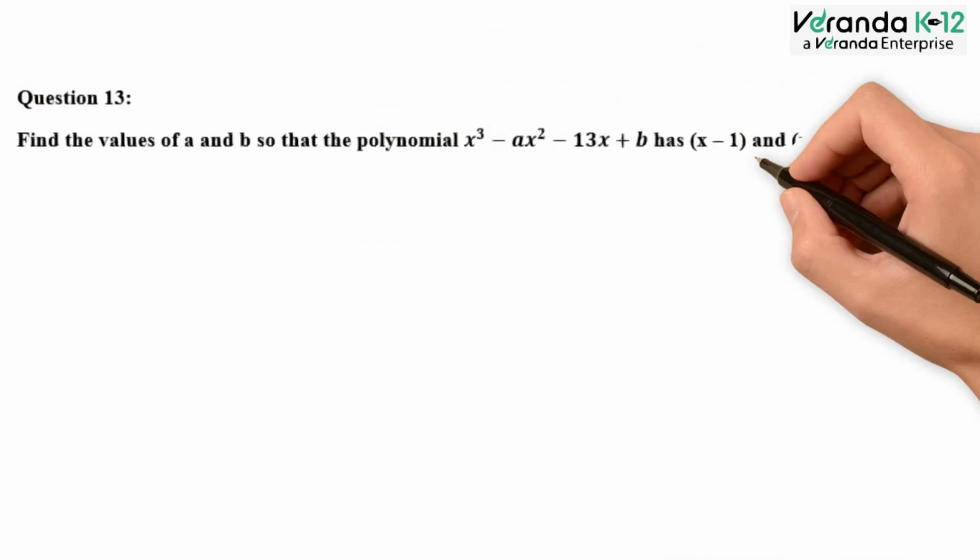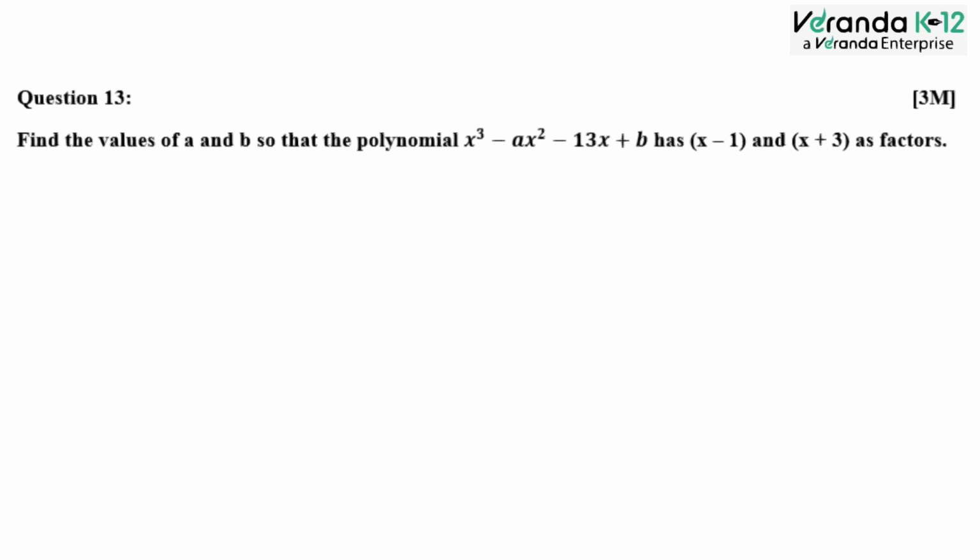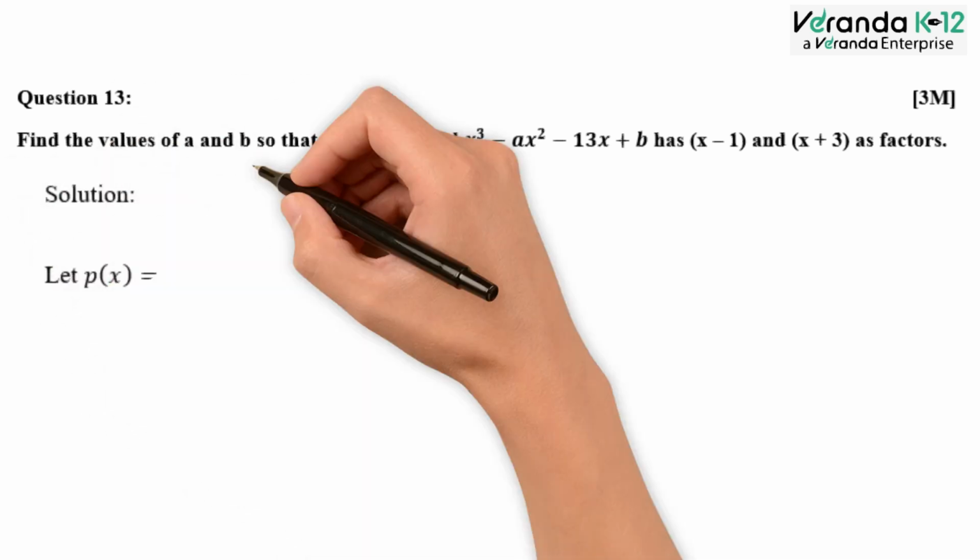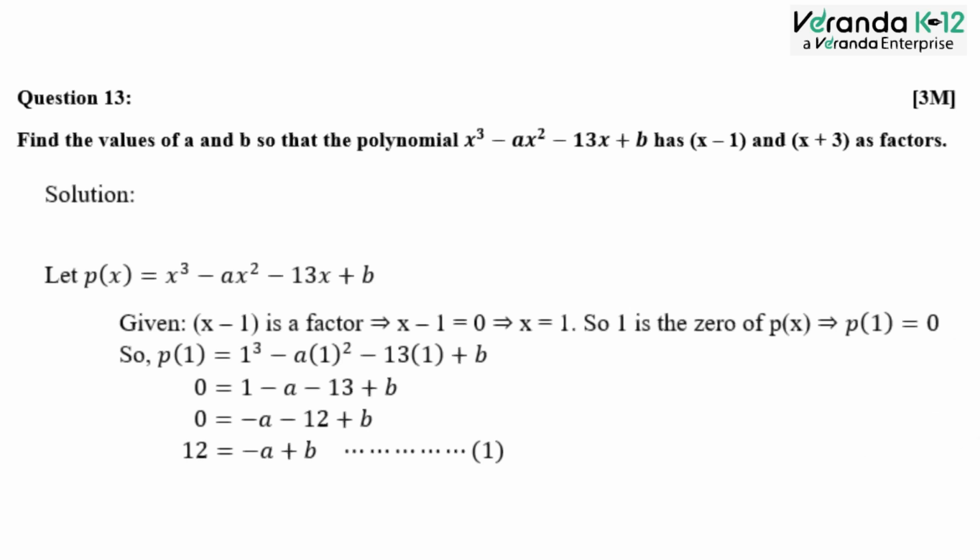Let's move on to the last 3 mark from the chapter polynomial. Question number 13. Find the value of a and b so that the polynomial x cubed minus ax squared minus 13x plus b has x minus 1 and x plus 3 as factors. Let's assume the given polynomial as p of x. If x minus 1 is a factor, then 1 is a zero of the polynomial. So, in the place of x, substitute 1. We get an equation 12 is equal to minus a plus b.